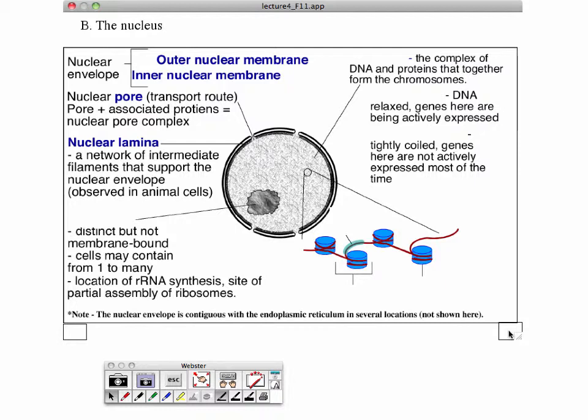Now, notice that inside of the nucleus, there is this kind of discrete region. It's not a membrane-bound region, but depending upon what the cell's doing at the time, it's very observable. So this is something called the nucleolus. It's really distinct, but it's not membrane-bound. So what happens here is something super important. It's where our RNAs are made and the site where ribosomes are partially assembled.